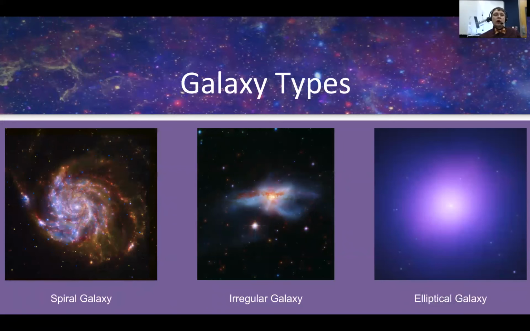So there are a couple different types of galaxies that are recognized up there. There are spiral galaxies, as you see on the left, irregular galaxies, which just don't have regular shapes, as you see in the middle, and they come in all sorts of different types. And there are elliptical galaxies, which you see on the right. And there are different ways that these galaxies can form.